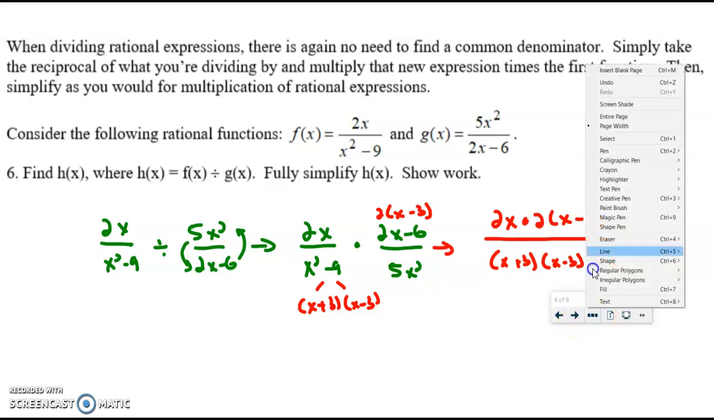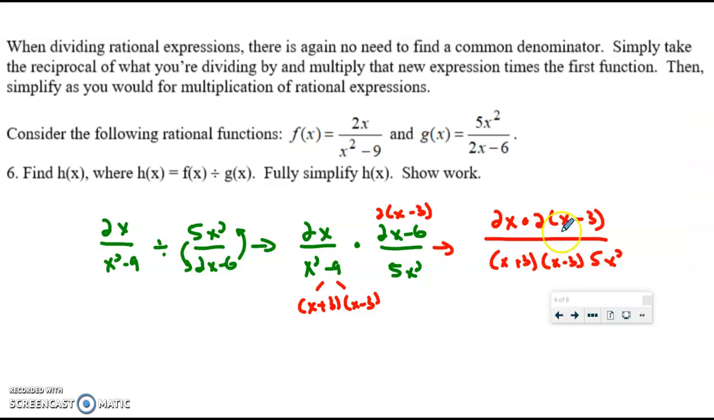So I want to cancel as much as I can in my numerator and denominator. I got x minus 3, I got x minus 3. Those two cancel. And then I have an x in the numerator, I got 2 x's in the denominator, so that x cancels one of the x's out. And my final answer would be 4 over 5, x, and then x plus 3.